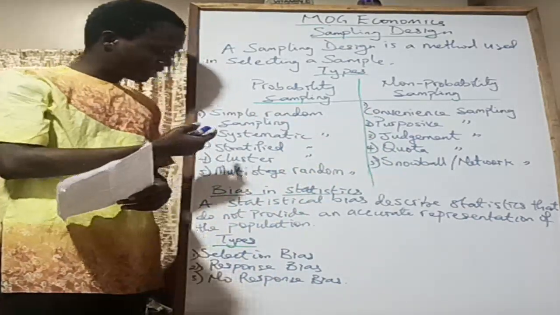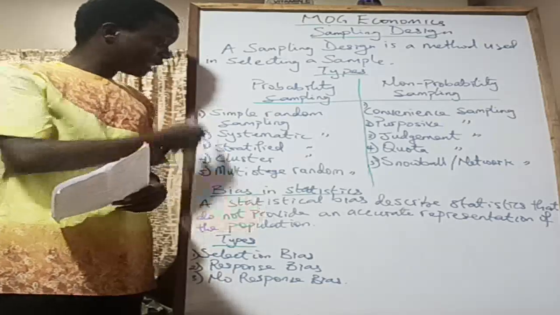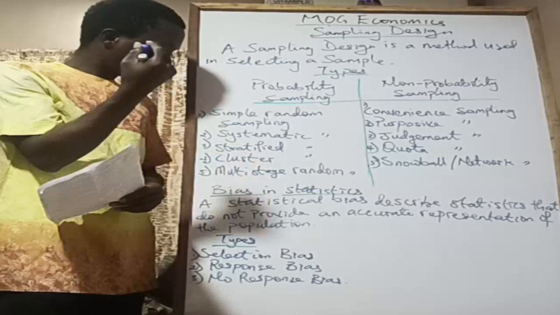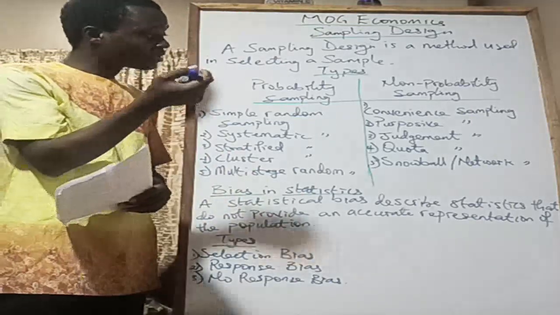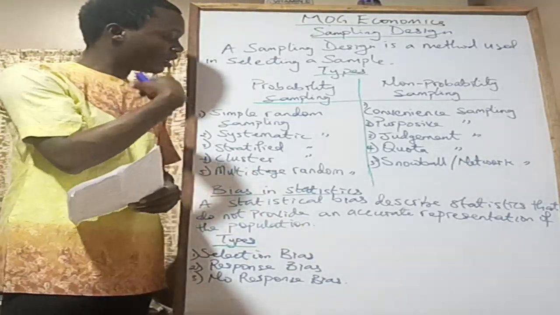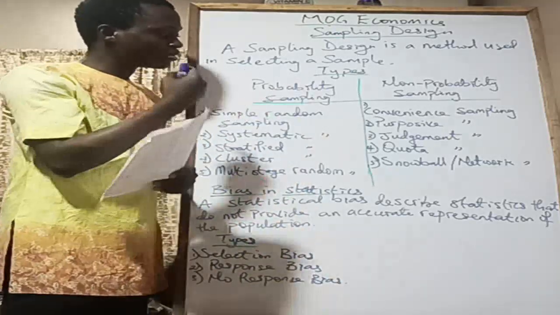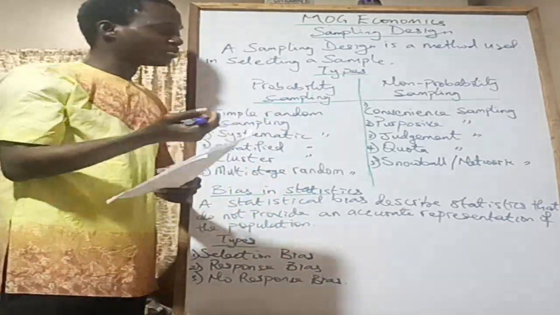I spoke about sampling. I spoke about stratified and simple random sampling. So two disadvantages of simple random sampling, two disadvantages of stratified sampling, two disadvantages of convenience sampling, and two disadvantages of purposive sampling. So I think that should be the assignment.